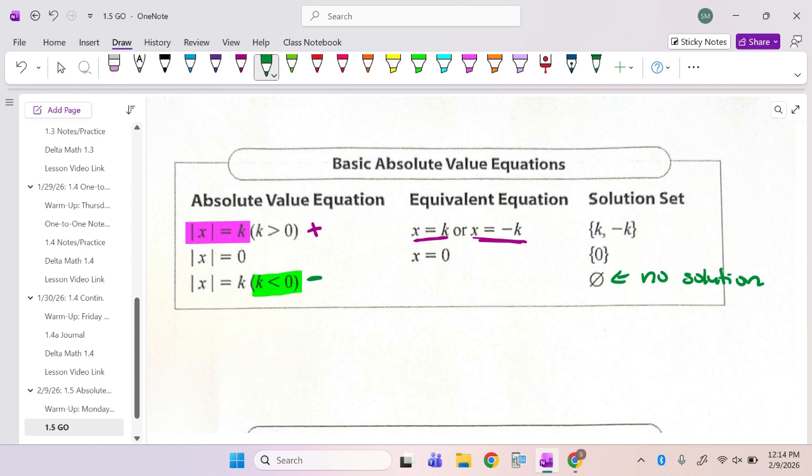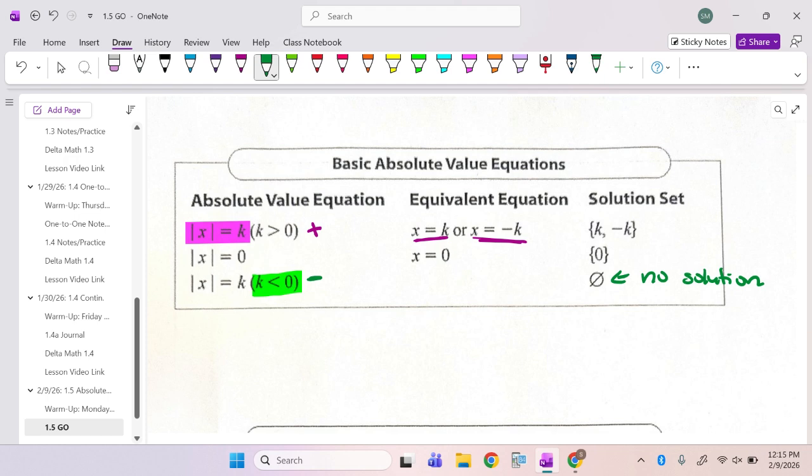Because can you think of any number? If I did the absolute value of x is equal to -3, can you think of any value I can plug in for x that when I take the absolute value of it, it will give me -3? No, it's impossible. If we plug in 3, we get 3. If we plug in -3, we get 3. There's no possible way we can ever get -3. So that's just some very basic things with absolute value equations.